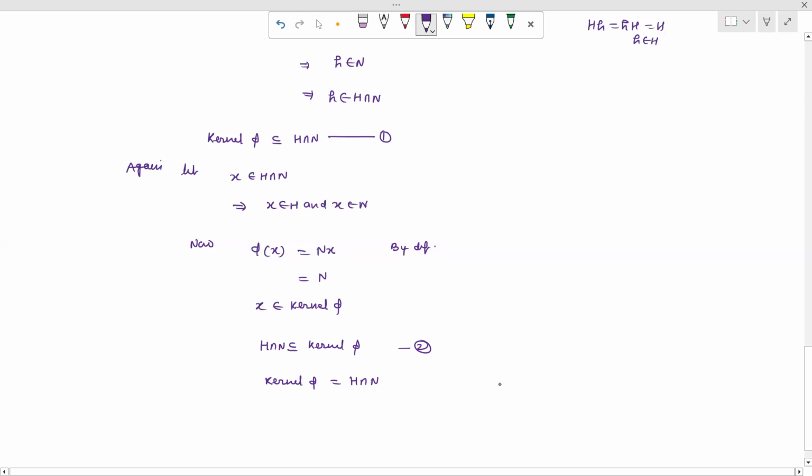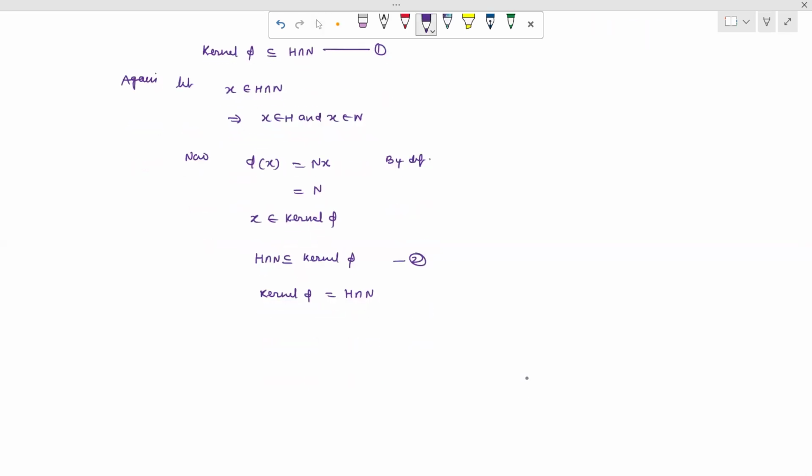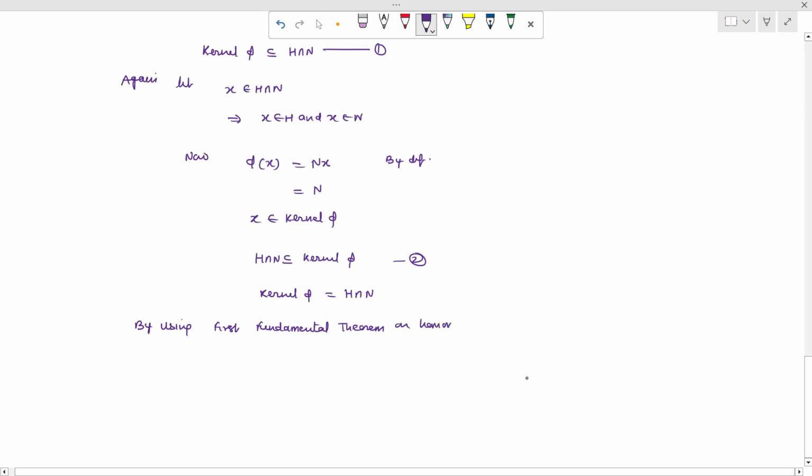So we can use the first fundamental theorem of homomorphism. Here we can write, by using the first fundamental theorem on homomorphism, HN over N is isomorphic to H over H intersection N.